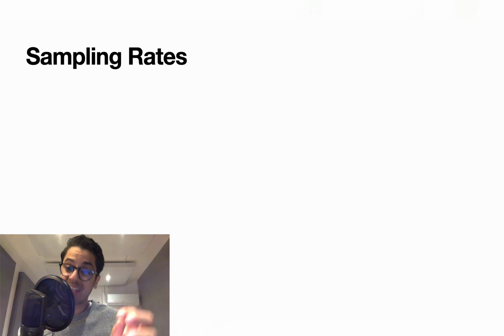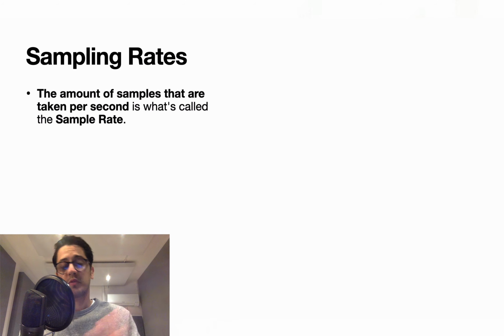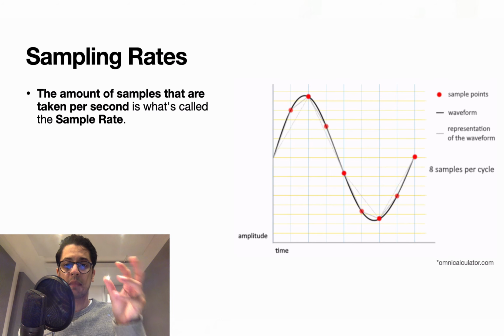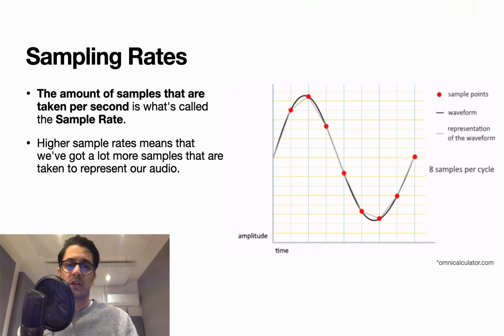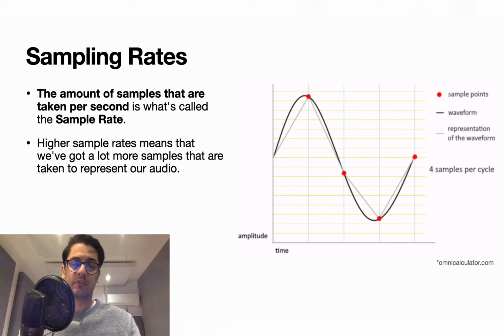because the amount of samples that are taken per second is what is known as the sampling rate. With digital audio, common sample rates you'll see are 44.1 kilohertz, 48 kilohertz, 96 kilohertz. You may have even seen them already. But the higher the sample rate means we've got more samples that are taken to represent our audio. So now we know that sampling rates are the amount of amplitude values taken per second.